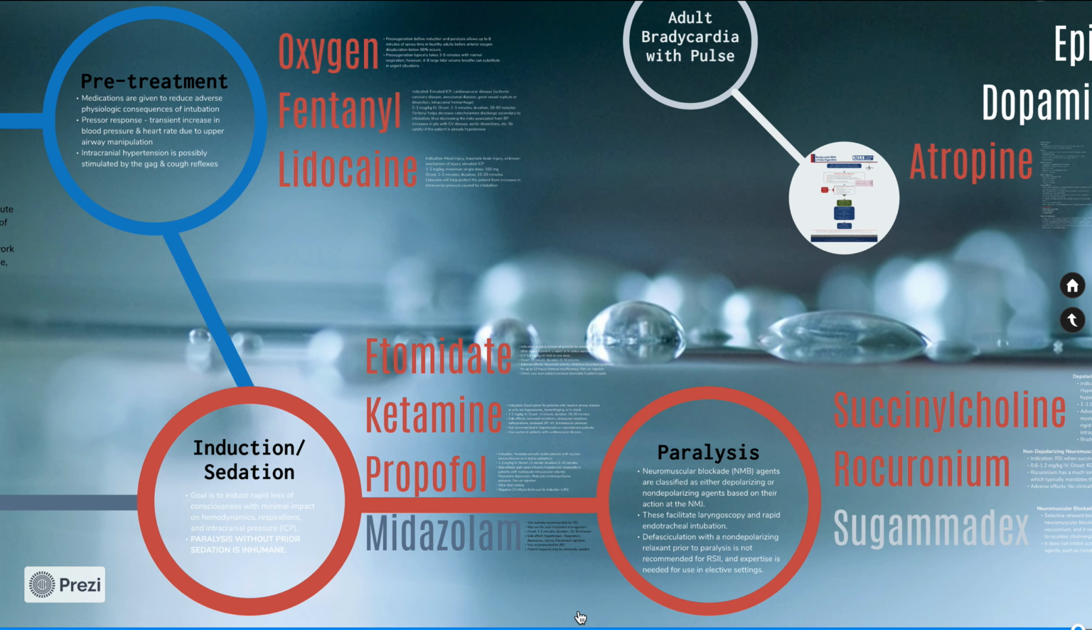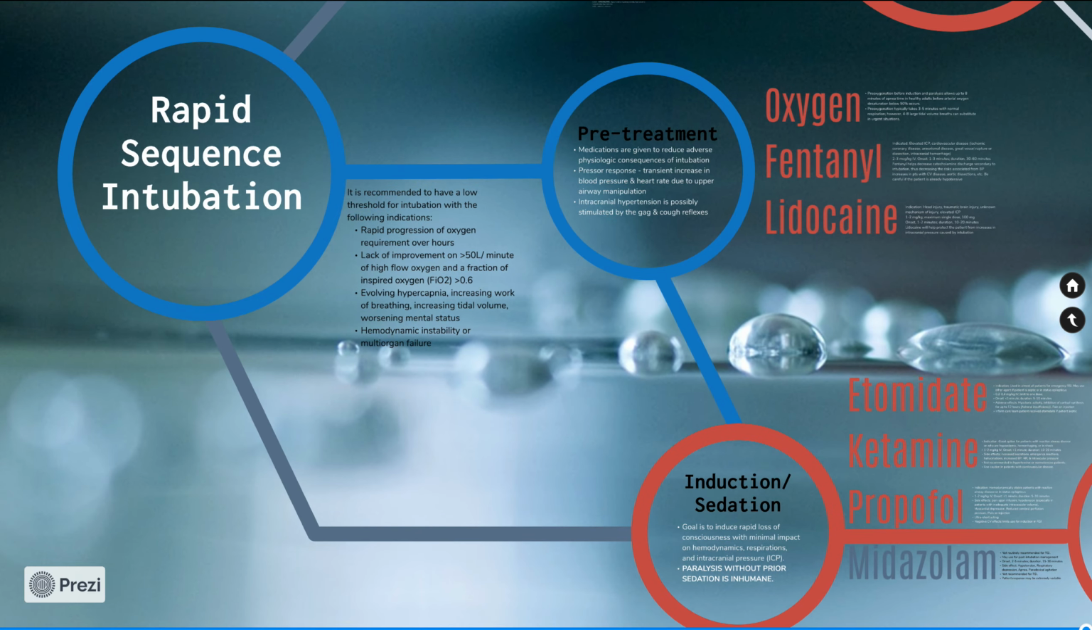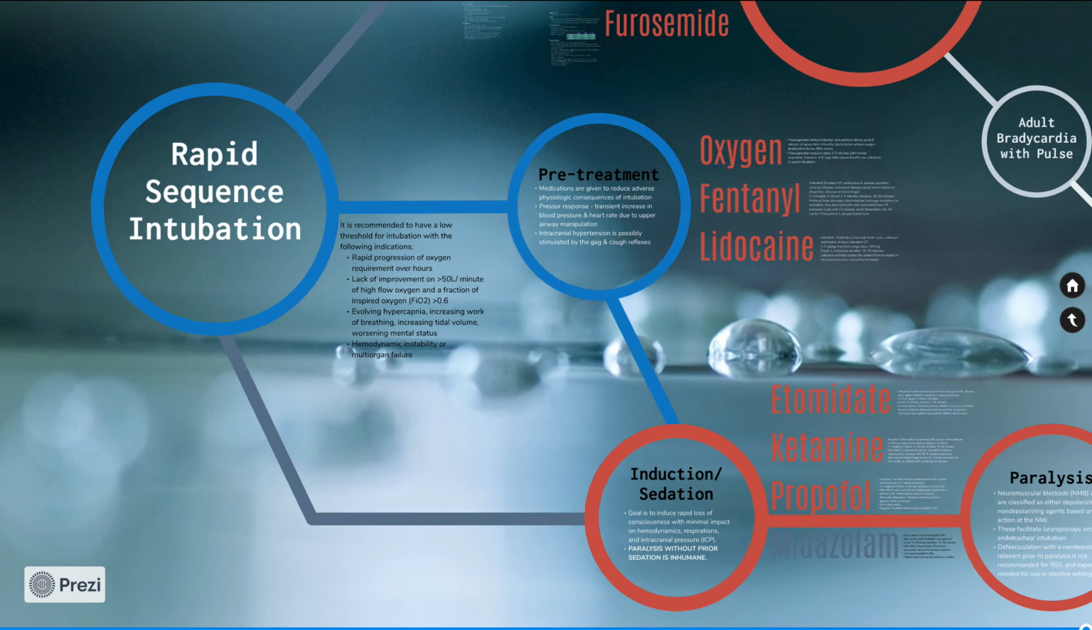So, let me run it down. The molecules involved for rapid sequence intubation, as pre-treatment, you have oxygen, fentanyl, and lidocaine. For induction or sedation, you have etomidate, ketamine, and propofol. And for paralysis, you have succinylcholine and rocuronium. Alright, so those are the molecules for rapid sequence intubation.